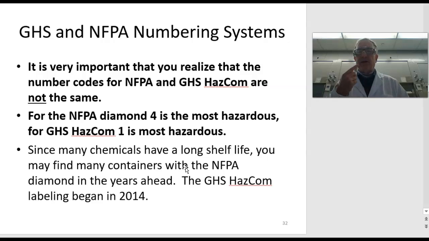Since many chemicals have a long shelf life, you may find containers with the NFPA diamonds for many years ahead in the chemistry labs. And in fact, on some labels that you might be making.